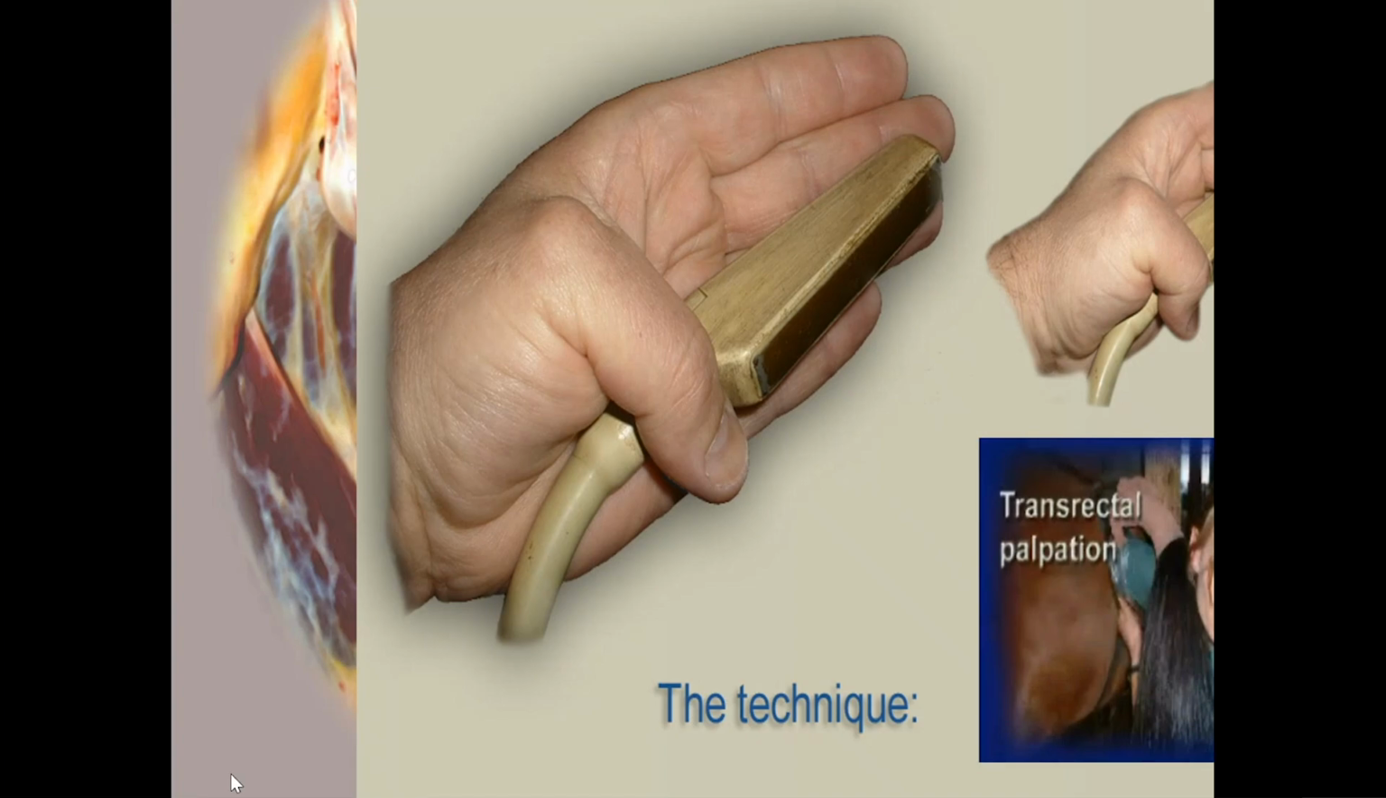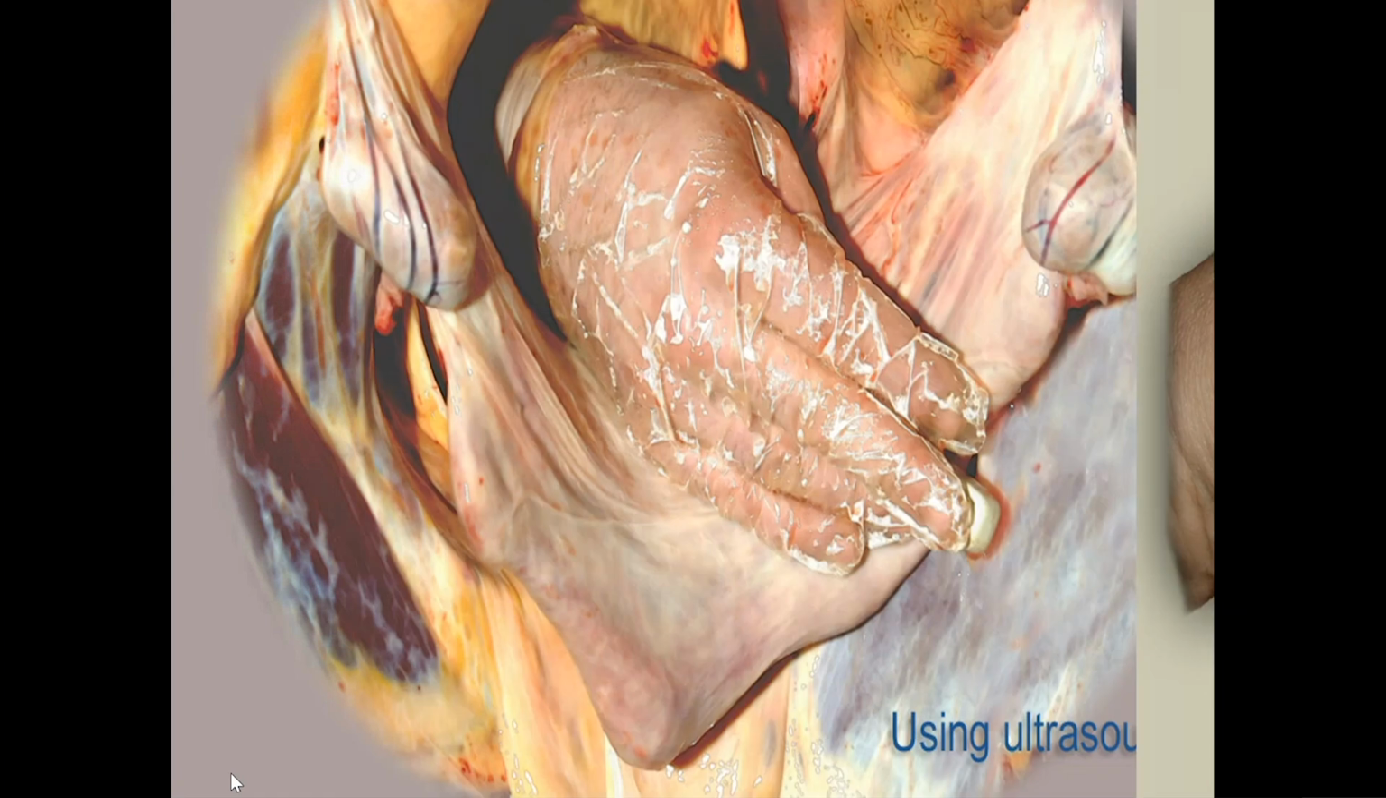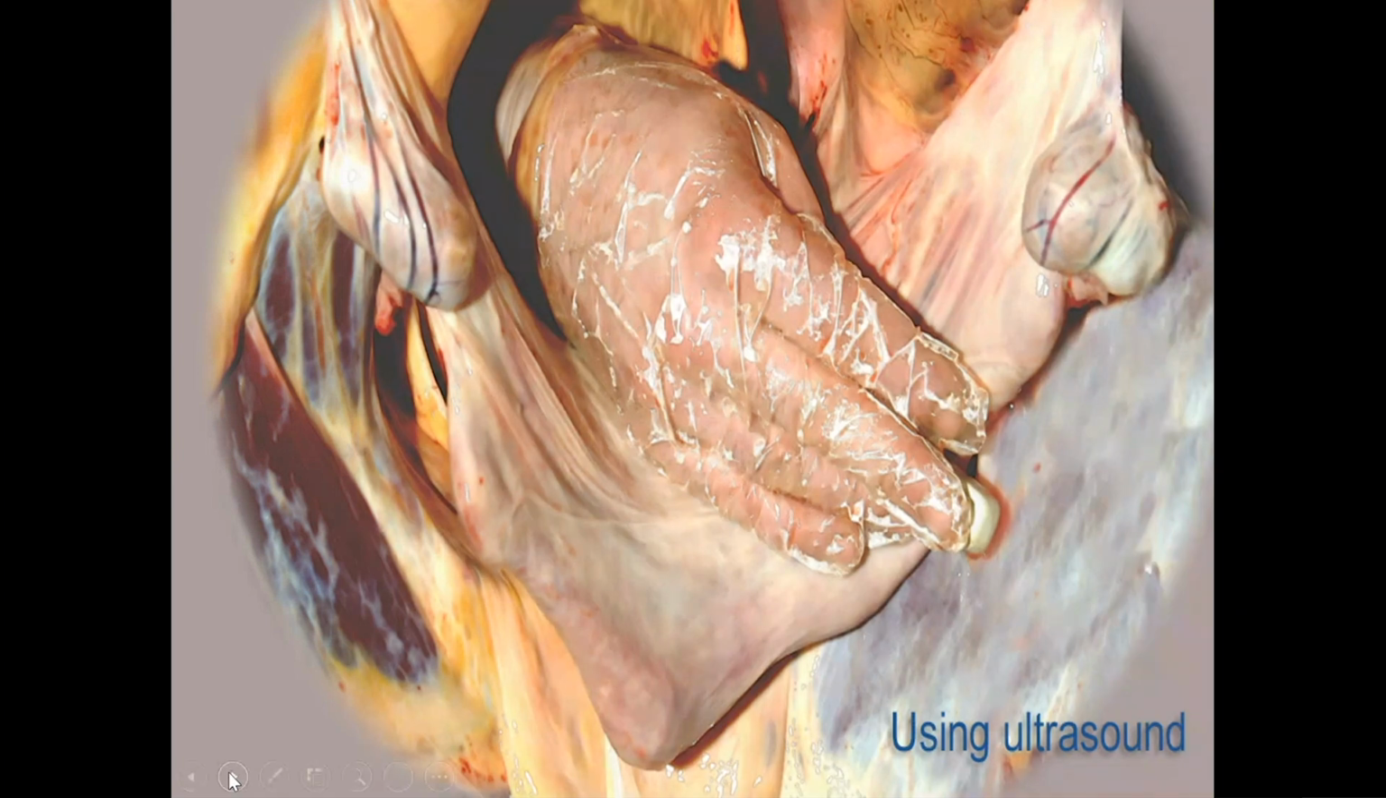Then, using ultrasound, it's important to develop a routine. By that, I mean a sequence in which you're going to conduct this examination. Now, it can be whatever you like as a clinician. For me, I do all my ultrasound examinations with my left hand, even though I'm right-handed for everything else. And I choose to examine the left ovary first.